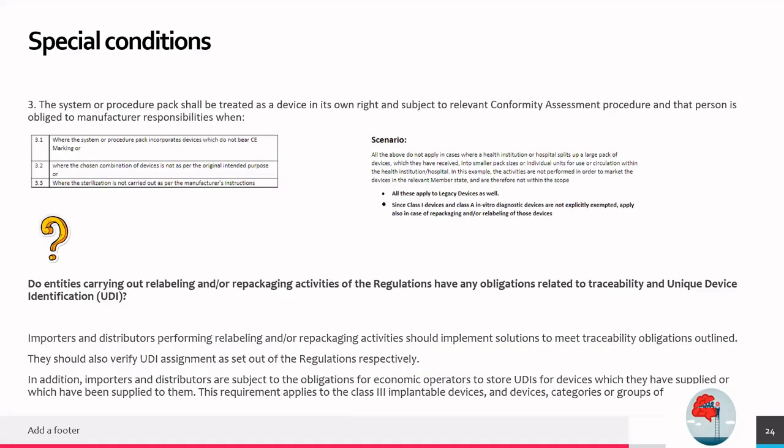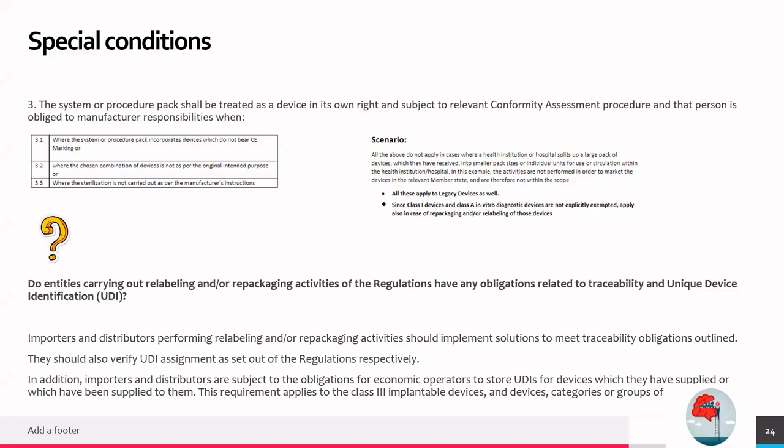Next, the third point of the special conditions: the system or procedure pack shall be treated as a device in its own right and subject to the relevant conformity assessment procedure, and that person has the manufacturer's responsibilities where the system or procedure pack incorporates devices which do not bear CE marking. Then they are also obliged where the chosen combination of devices is not as per the original intended purpose.